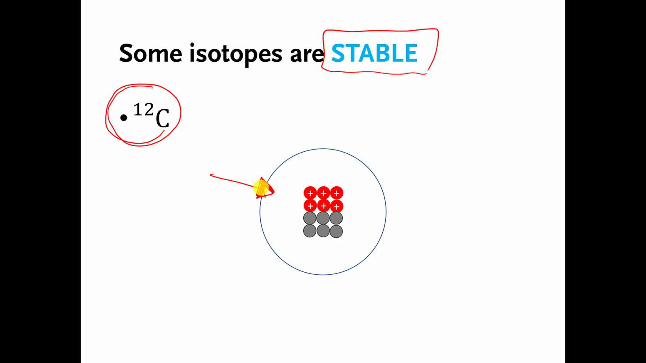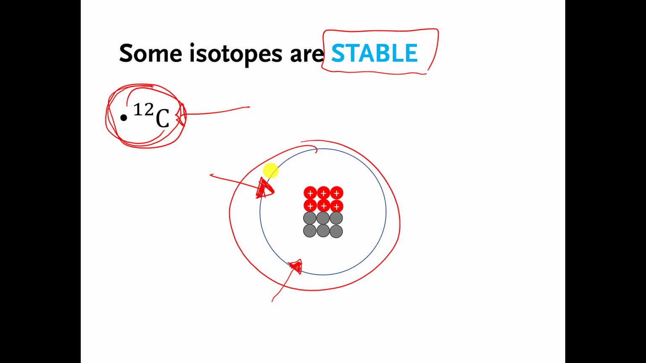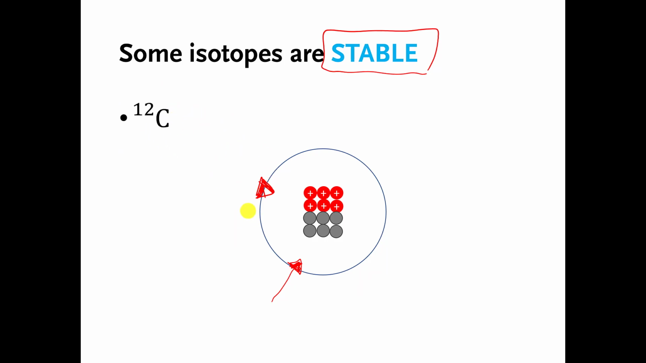What I mean by stable is if you have a carbon atom sitting next to you, you come back a billion zillion years from now, unless something crazy happened, it's still probably going to be a carbon-12 atom. Nothing's really going to change about it. Now, I don't expect you to be able to look at this symbol or this picture and say, oh, that's going to be a stable isotope. I'm just telling you that that's the way it is for carbon-12.